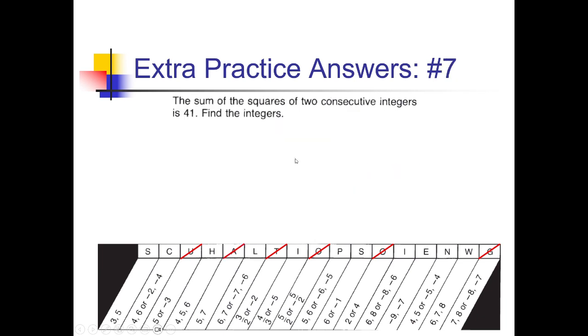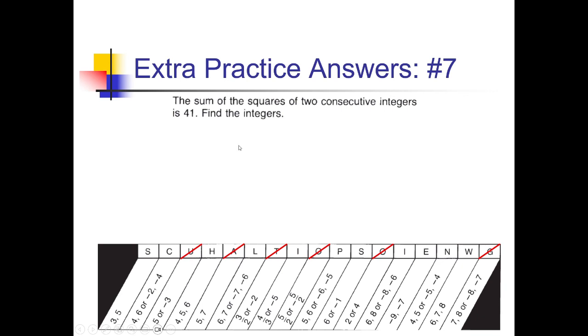For this problem, they're telling us the sum of the squares of two consecutive integers is 41. Find the integers. Well, there's a lot going on in this one. If I have two consecutive integers, then I can call them n and then n plus 1. Again, consecutive means one right after another. So what am I doing with n and n plus 1? Well, I have the sum of their squares. So I need to square both of them, and then I have to add those squares together.